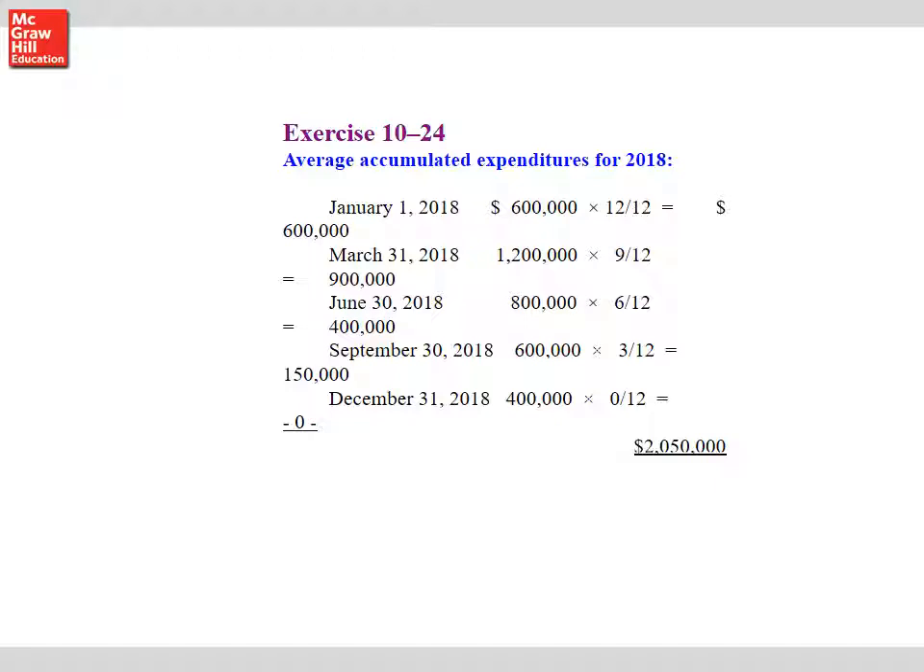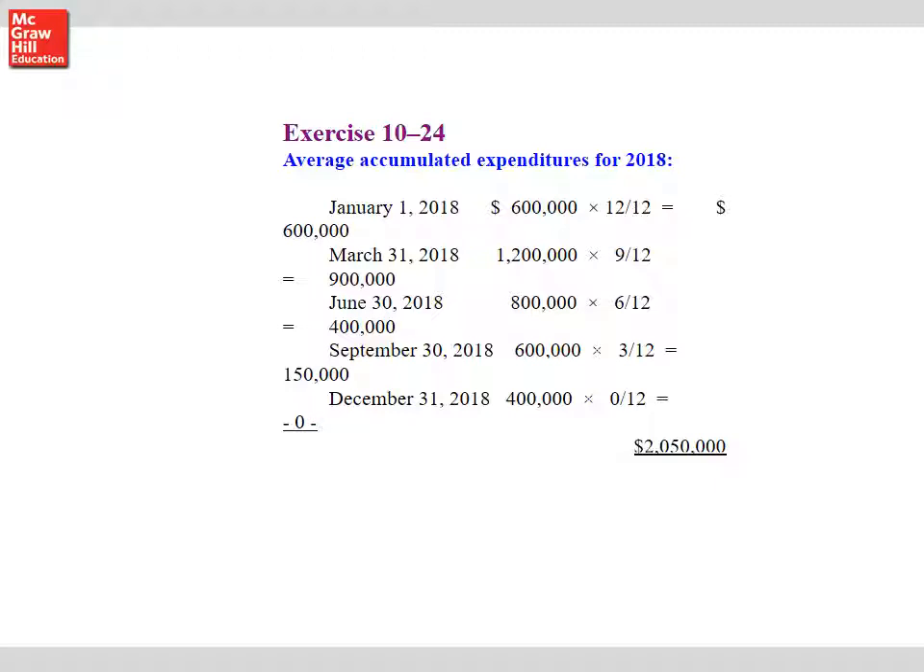The September 30th expenditure would have had to have interest calculated on it for the 3 remaining months of the year, or 3 twelfths. So 600,000 times 3 twelfths, only 150,000 of that will be used to determine interest for the year on this construction. The December 31st, none of it would have been calculated interest on it, so we don't include any of it in how much of our expenditures should be used to calculate interest.